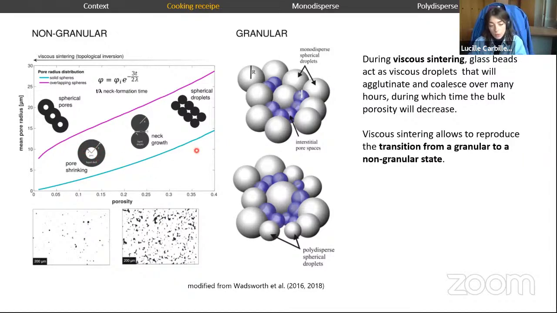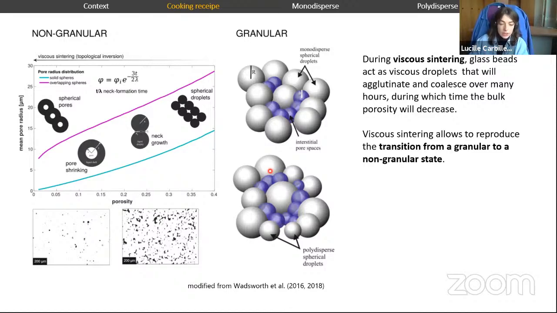So the initial system of viscous spherical droplets and interstitial pores evolves into a system of isolated pores within a viscous liquid continuum. That's to say that the end state is gas in liquid, and that's the inverse of the starting state, which is liquid in a gas. So we have a topological inversion, and this process of viscous sintering allows us to reproduce the transition from a granular to a non-granular state, which is also something that happens during diagenesis for sedimentary rocks, for instance.